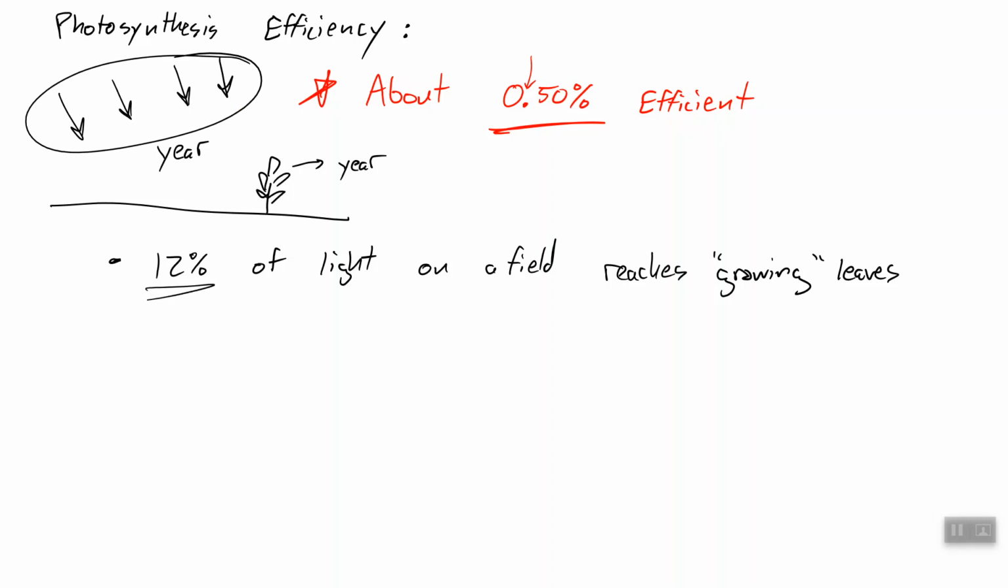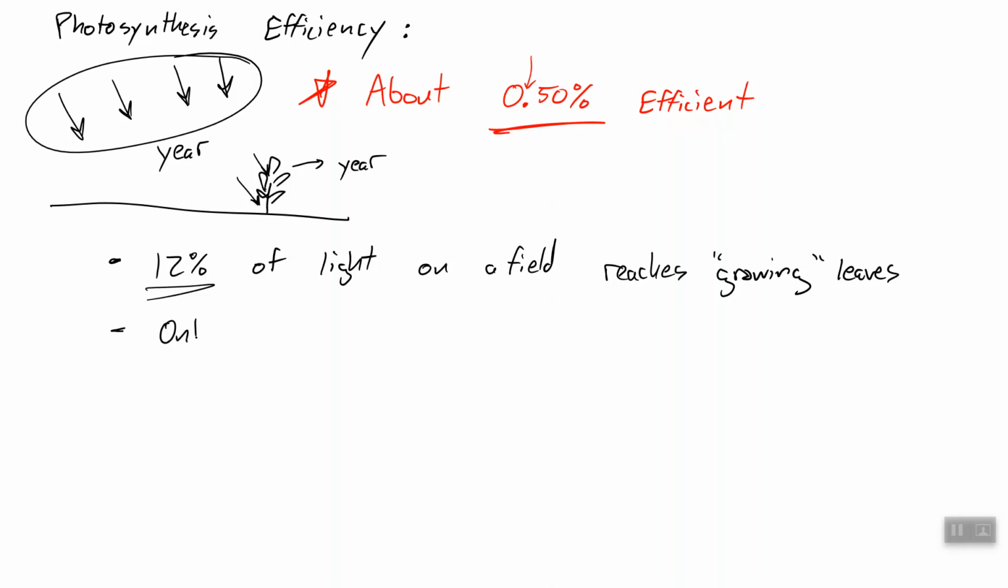So only 12% of that light that falls on a field is going to hit a leaf that is growing, because of time and because of the actual geometry of the leaf. Some might hit stems, some might hit the roots, some might hit the stalks. Not everything hits the leaf. So that's a pretty big ding right there.